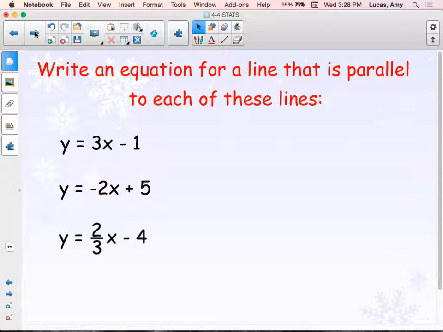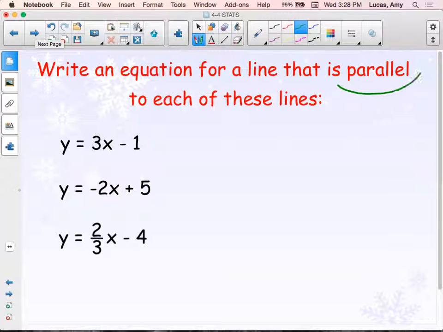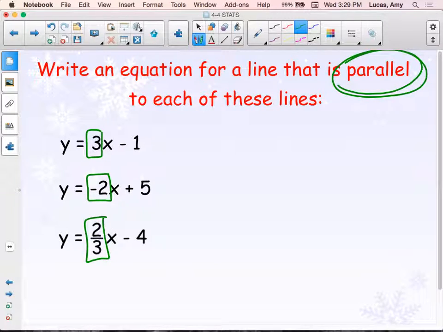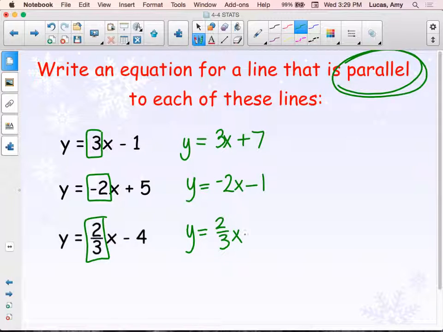Okay, the last couple of slides, now that you've got the hang of this, hopefully, you can just make up an equation. So make up an equation, any equation, that would be parallel to each of these given. So the key, if it's parallel, is to keep your slope the same. The intercept doesn't matter on this one, so keep my slope of 3, change the intercept. Keep my slope of -2, change the intercept. Keep my slope 2/3, change the intercept.